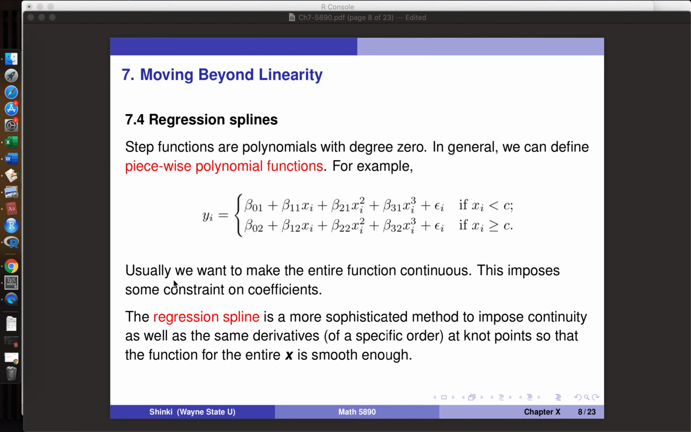So usually we want to make this function continuous. It's not natural to have a non-continuous function. And the regression spline is a little more sophisticated method to impose the continuity as well as the same derivatives of the specific order at node points.